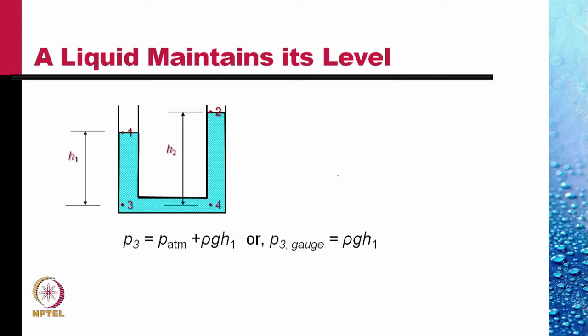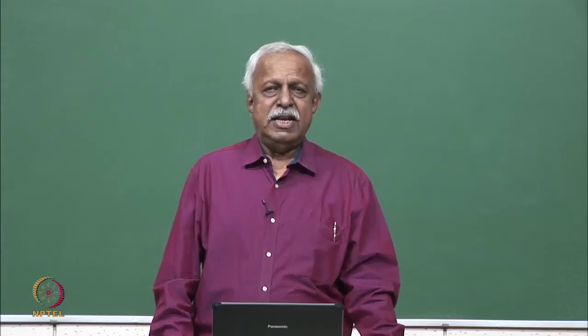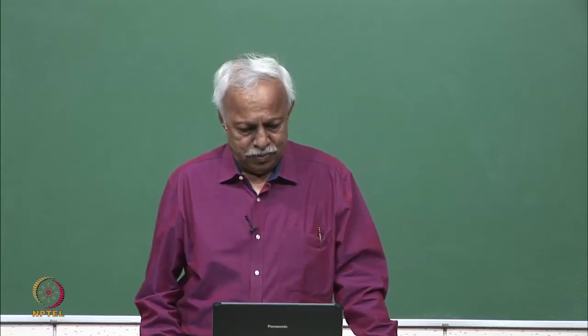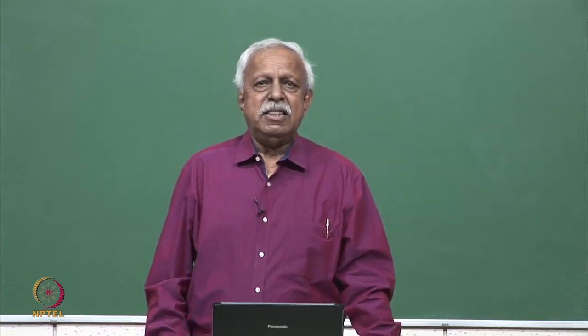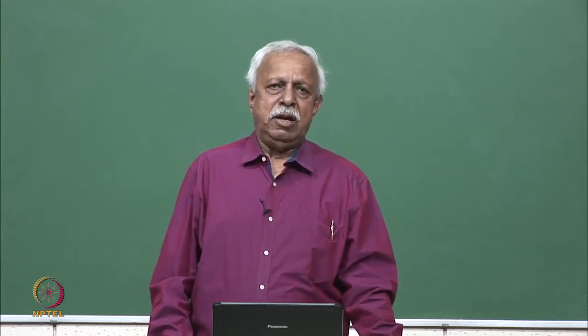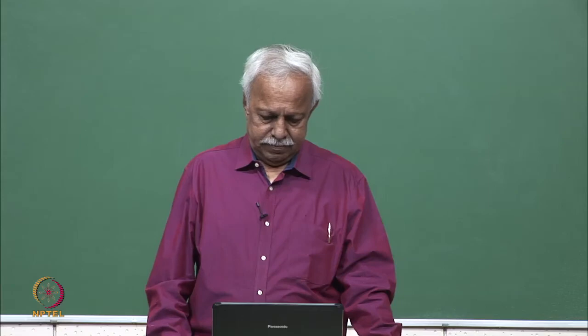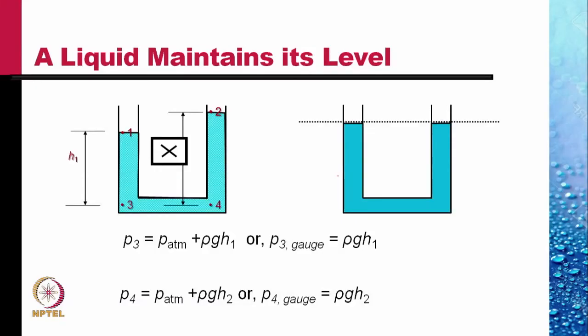Pressure at point 4 similarly is rho g H2. But point 3 and point 4 are at the same horizontal level. So pressure 3 must be the same as pressure 4. If this is so, then H1 must be equal to H2. That is, the level in the two limbs must be equal for equilibrium. This doesn't work. So this is the correct configuration.